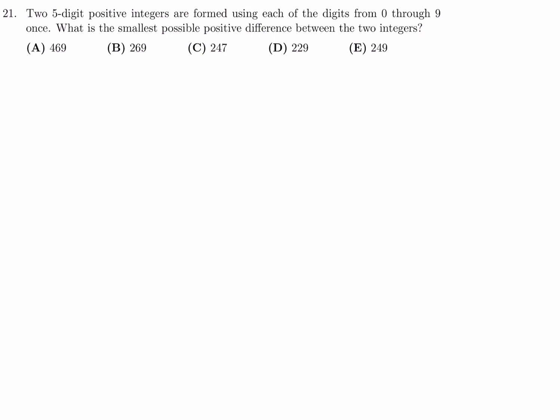Two 5-digit positive integers are formed using each of the digits 0 through 9 once. What is the smallest possible positive difference between the two integers? All right, well, let's call the integers a, b, c, d, e, and then f, g, h, i, j.